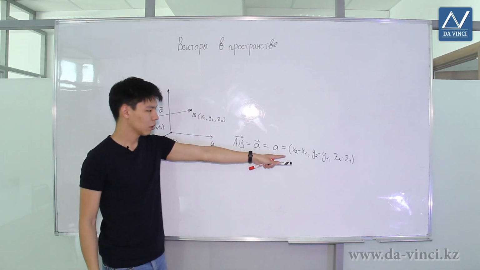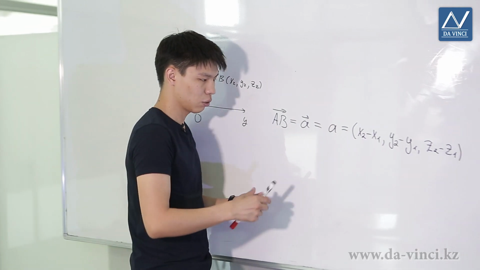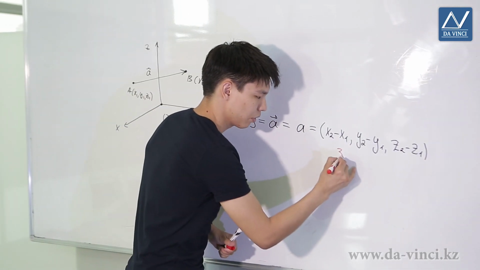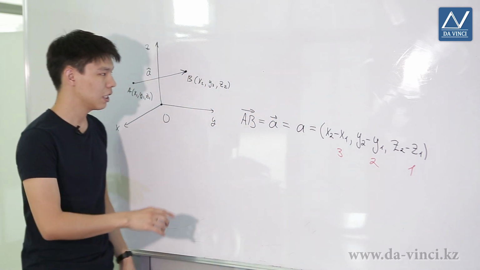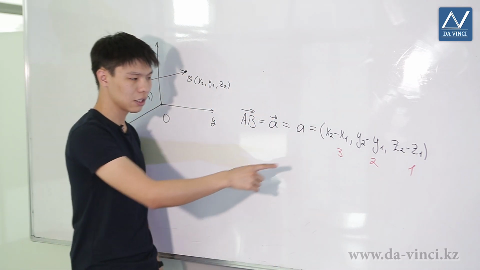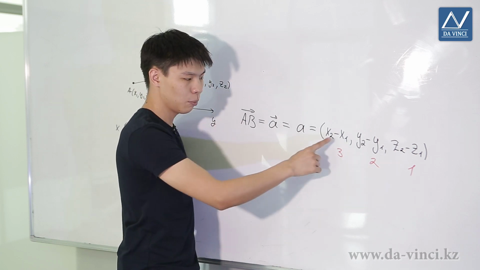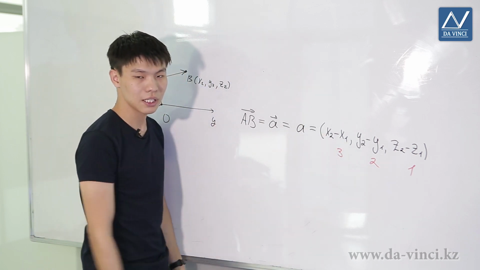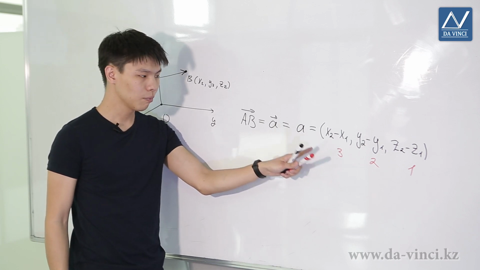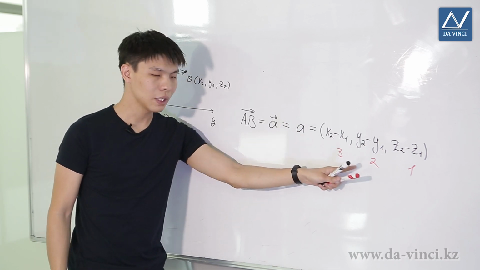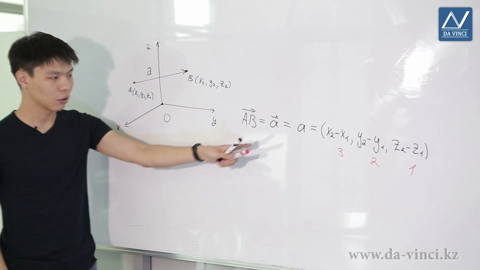But note that, for example, let's say the coordinates are 3, 2, 1. We can pick an infinite number of points A and B so that the coordinates would be 3, 2, and 1 again, but at the same time, x2 and x1 turned out to be completely different. That is, generally speaking, when we set a vector, we are not talking about one vector, but about many vectors with the same coordinates.